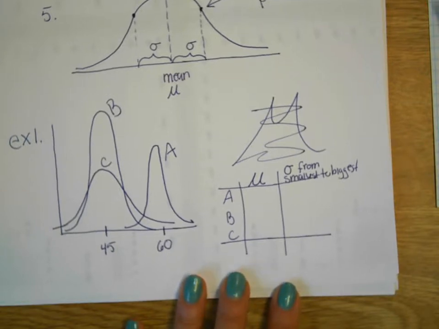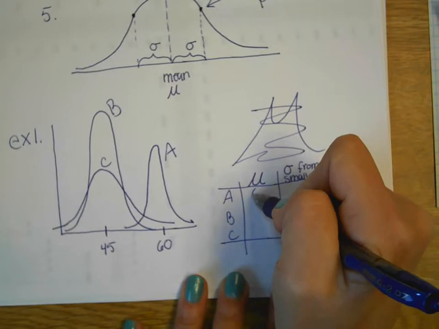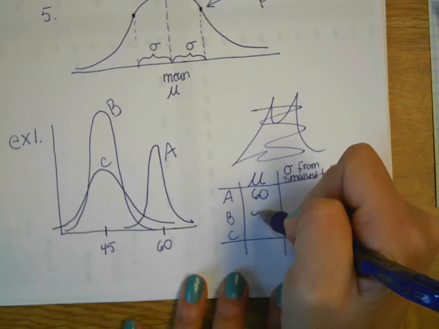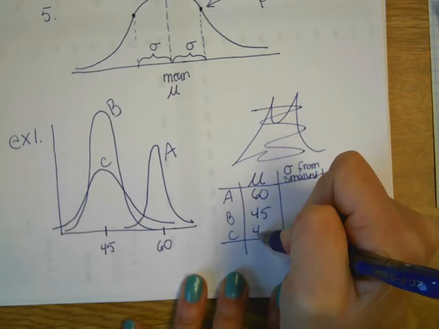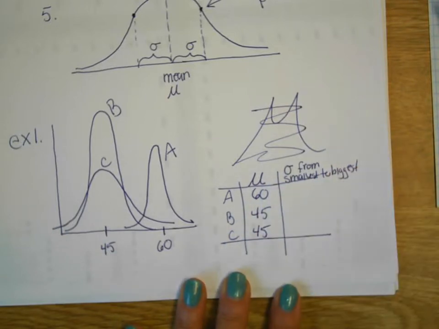But you will be able to tell me the mean for each of the 3 graphs. A is 60. A has a mean of 60. Then 45, 45. And then 45, 45. Any questions there? Because the mean is right on the line of symmetry. You're good there? Okay.